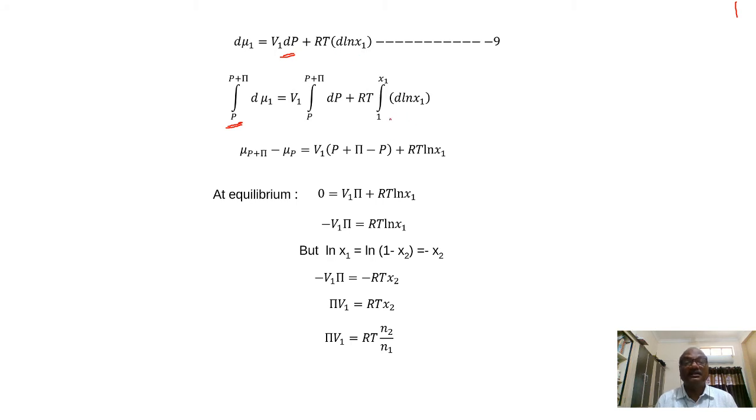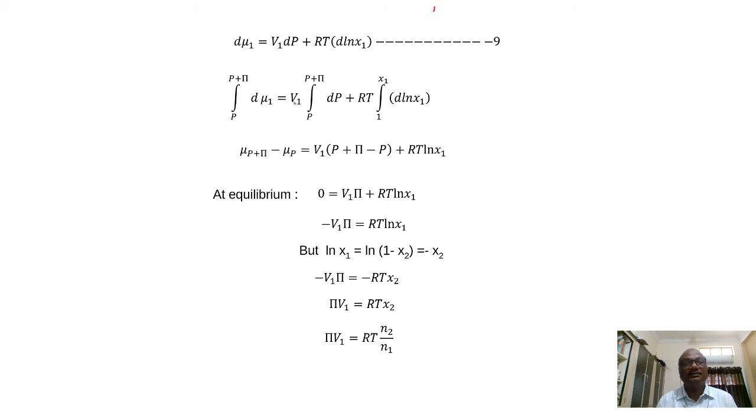What are the limits? You see, when a pure solvent is present, its mole fraction is 1. Here the solvent mole fraction reaches x1. So we are integrating within these limits. What are the limits of pressure? P to P plus π. What are the limits of solvent? When it is present in pure form, x1 is equal to 1. When it is present in the solution, it becomes x1. So the integral of dμ1 means it is μ1, and we are applying the limits.